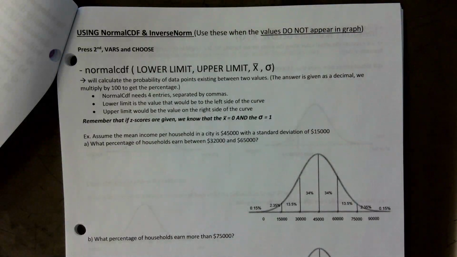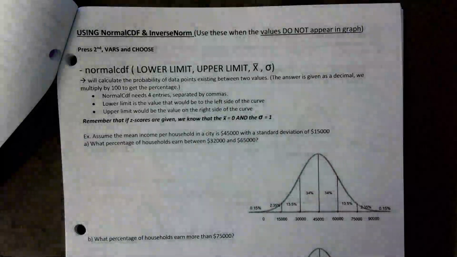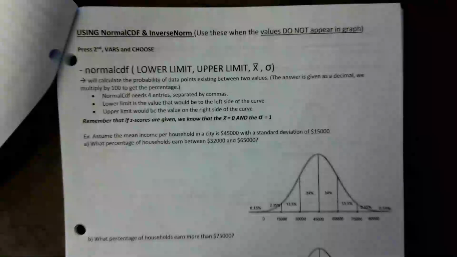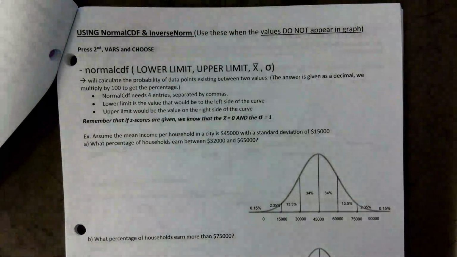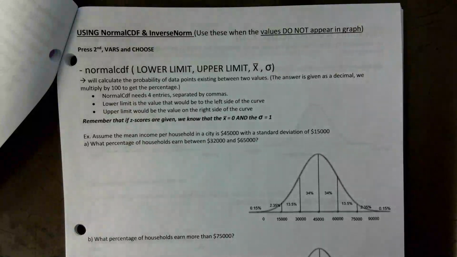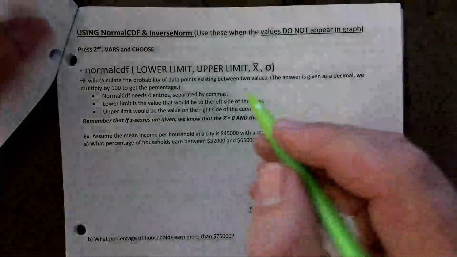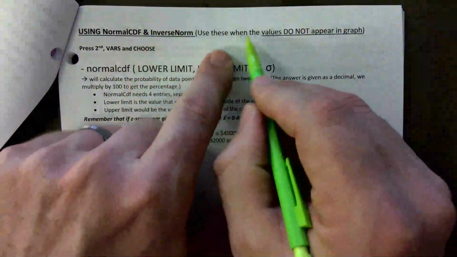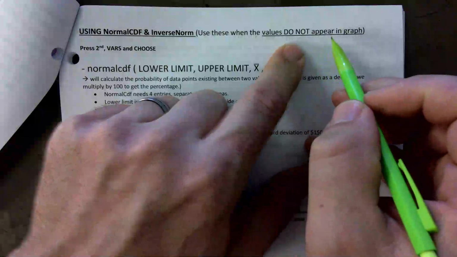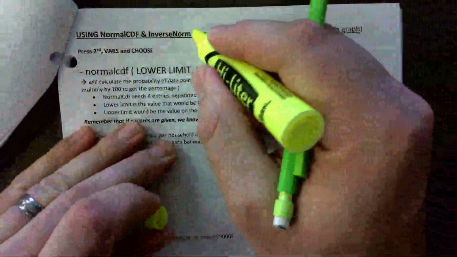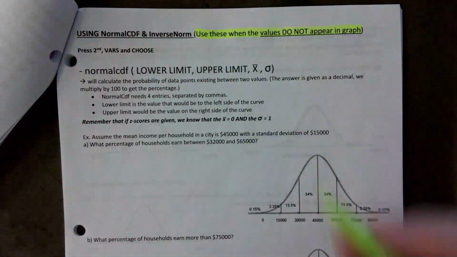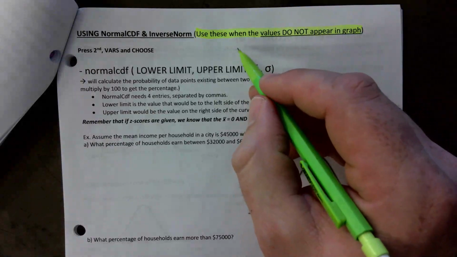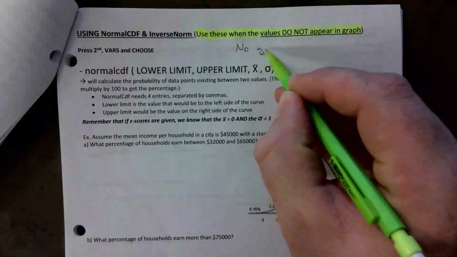Page 32. Okay. So as I said, we're doing the exact same thing. We're finding percentages, but now we're going to use our calculator, not the graph. Saves us a ton of time, okay? So use these when the values do not appear on the graph, okay? Use these two. These two are going to be your help when that occurs. No graph required. That's the beauty of this.